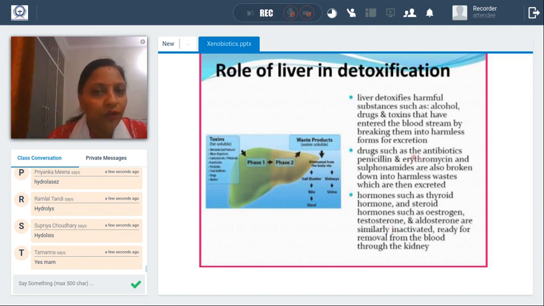So is it clear to all of you? Role of the liver in detoxification. The liver detoxifies substances like alcohol, drugs, toxins, antibiotics like penicillin, erythromycin, and hormones like thyroid hormones, estrogen, steroid hormones, testosterone, aldosterone.